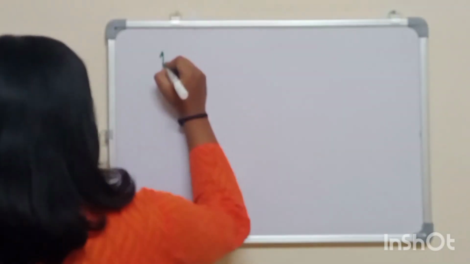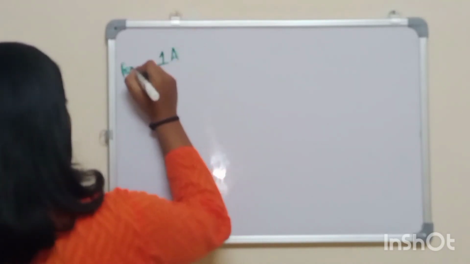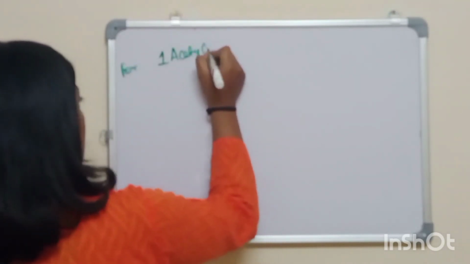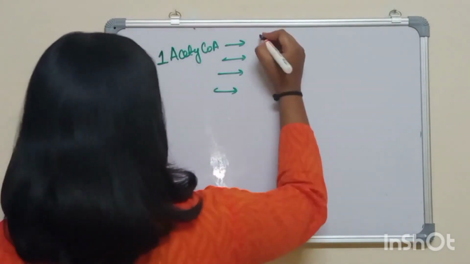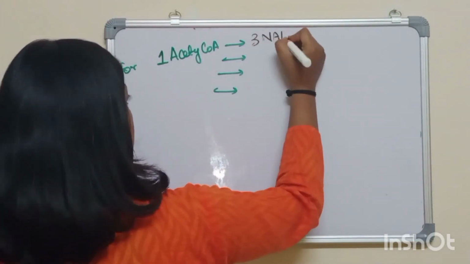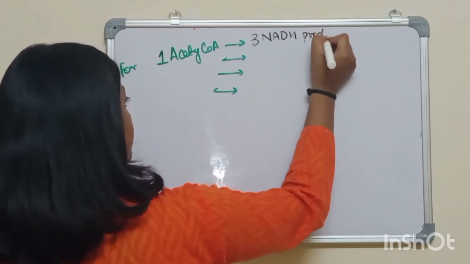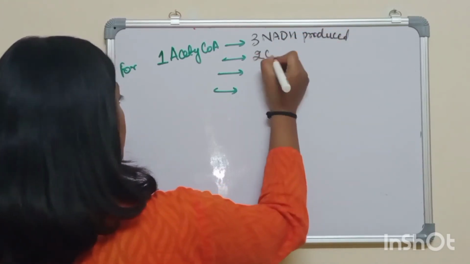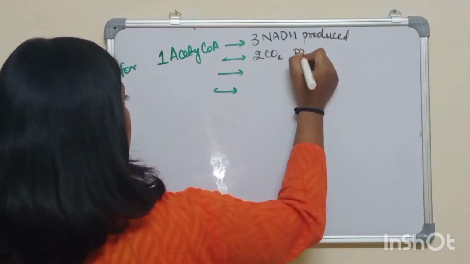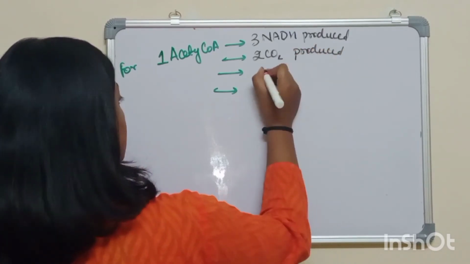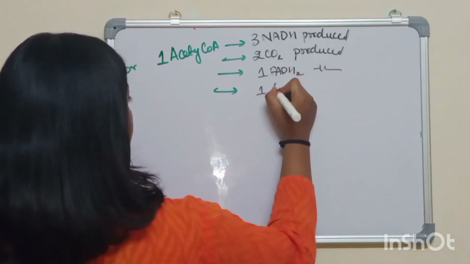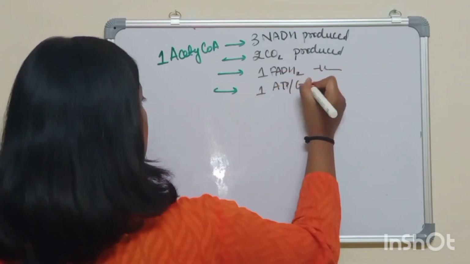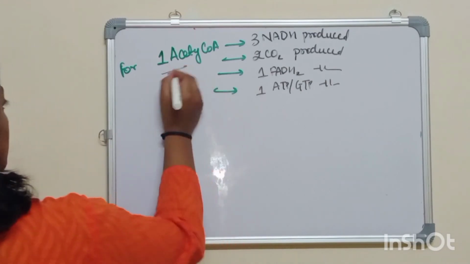So for one acetyl CoA, what things are produced? Let's see. 3 NADH are produced. 2 CO2 produced. 1 FADH2 produced. And 1 ATP or GTP produced for one acetyl CoA.